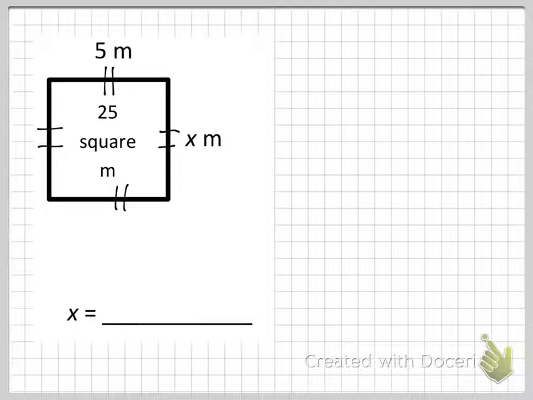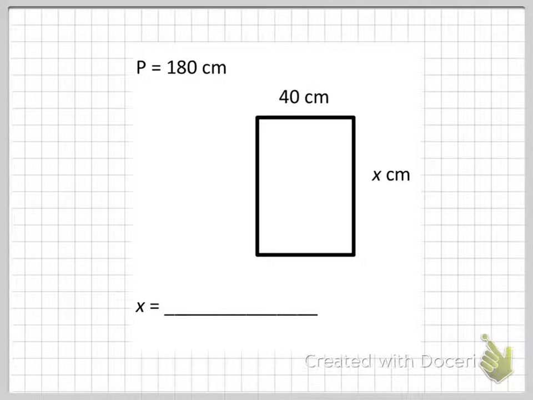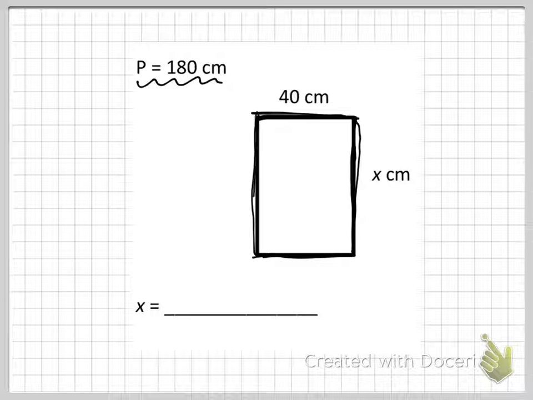Solve for x. Next problem, they gave us the perimeter. There's the perimeter. So this side is 40, and we're going to continue to walk around the rectangle, but we do not know this side. We do know this side is 40, but we do not know the measurement of this length. Excuse me, the width. So we need to figure out what x is.